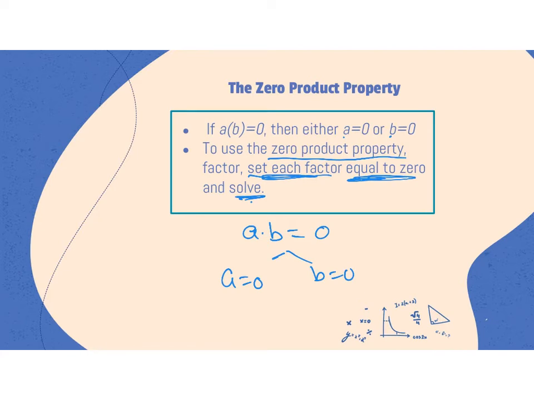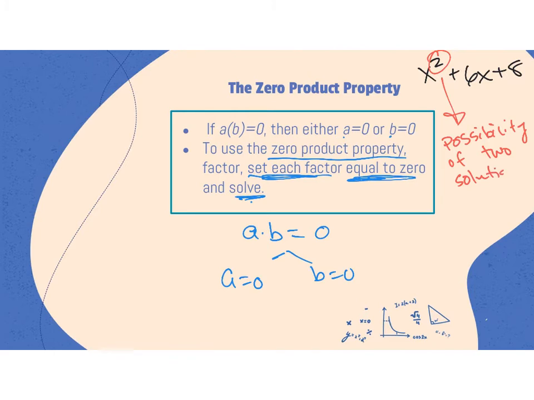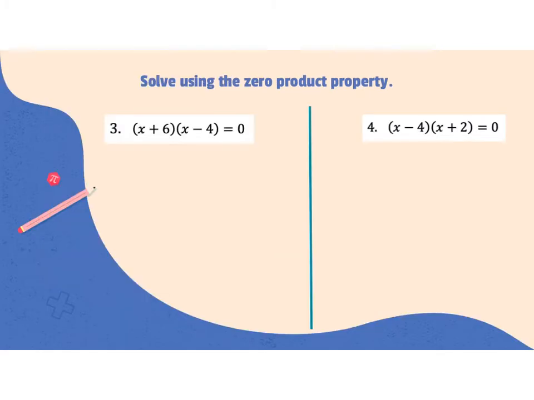So all of our trinomials that we were just working with, like the one we just had, which was x squared plus 6x plus 8, this square right here tells you that there's a possibility of two solutions. So since there's a possibility of two solutions, that's where we can set each factor equal to 0 and solve and get two possible solutions.